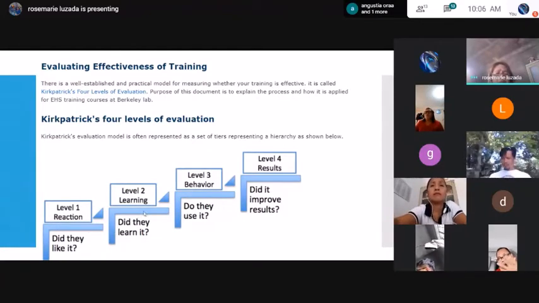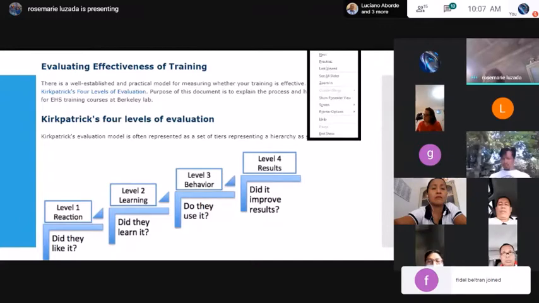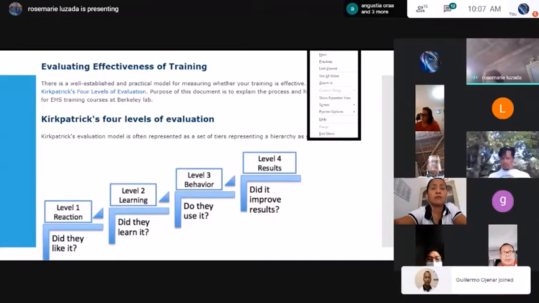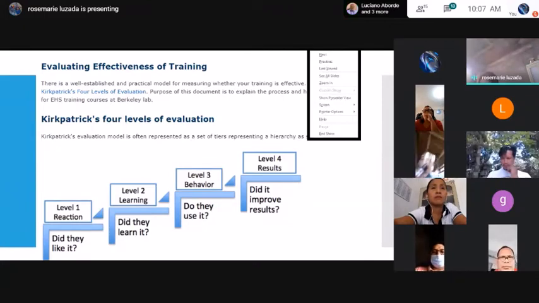Then for level two, learning. Did they learn it? And then do they use it? That is level three, referring to the behavior. Is there a change in behavior? So we have to see to it that there is a change in behavior. Are they utilizing what they learned at work? Is there an application? Is there a change in behavior? So that's level three. And then let's go to number four.